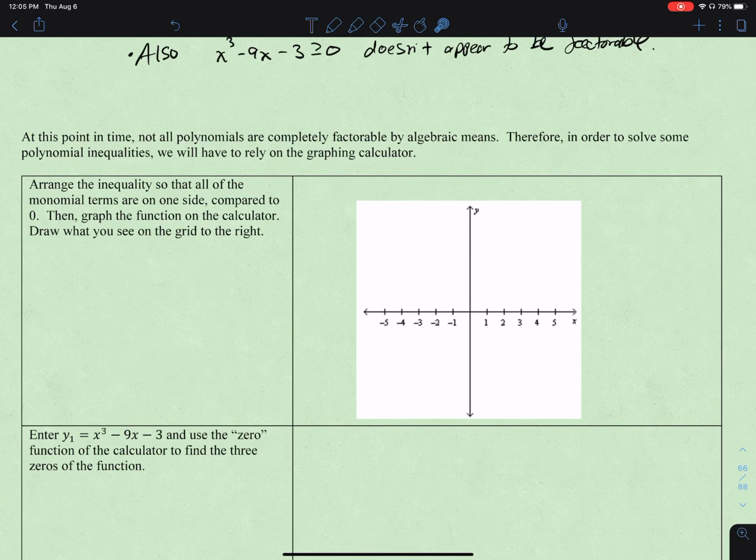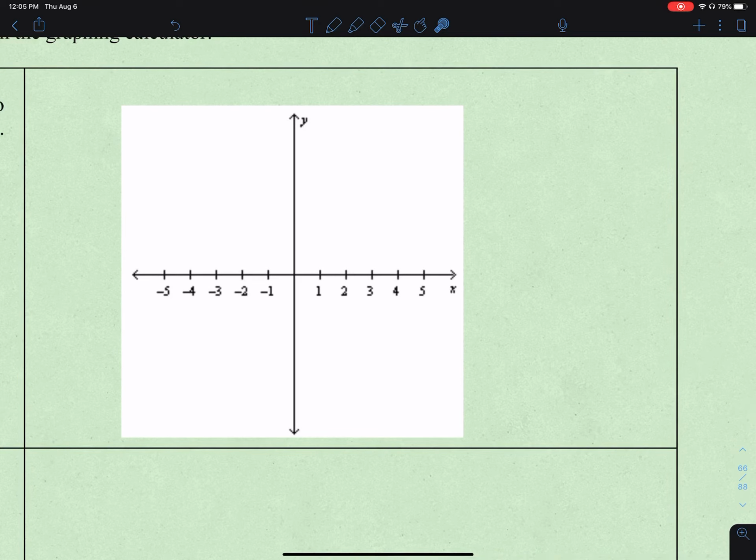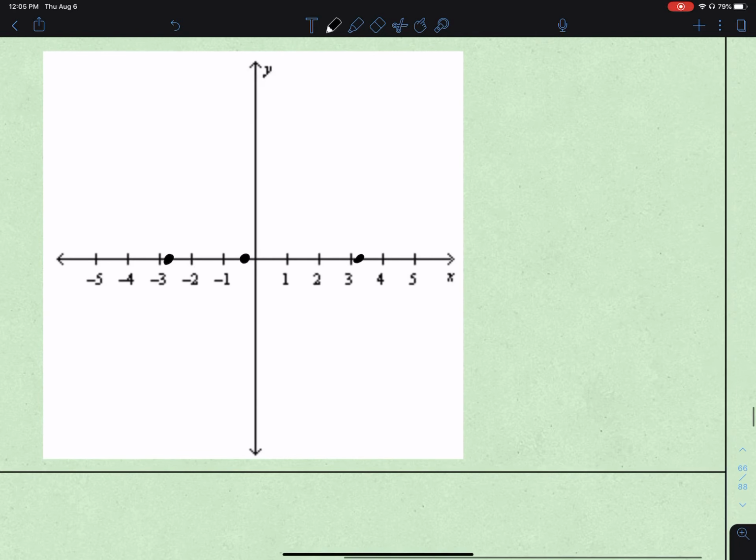So if I come back here, I'm going to graph this on here. Just wanted to show you how to use your calculator. This graph, we said, crossed right around here, and then right around here, and right around here. I got these written down on my paper. So I'm just going to draw this curve. It came up, came back down, came back up.